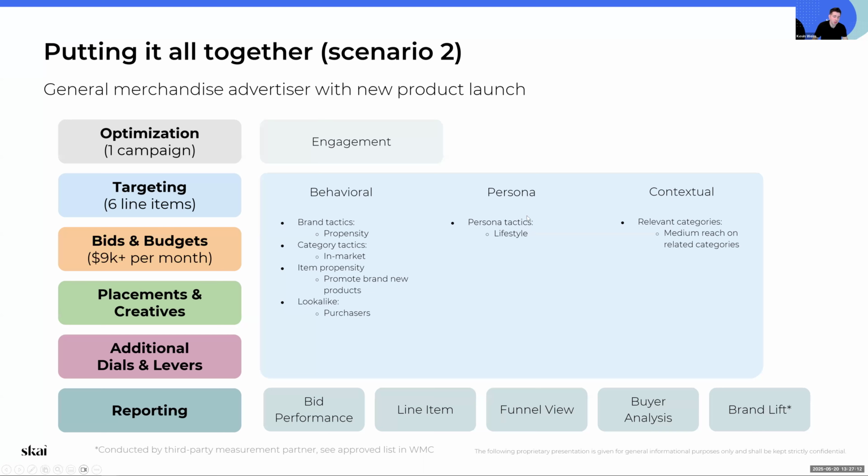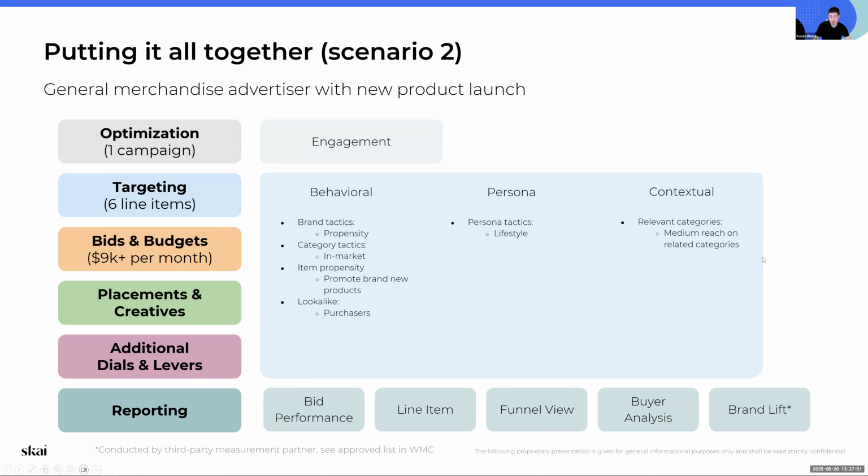There's also lifestyle persona tactics that are really good for a new product launch where you don't necessarily know what keywords users are searching for, and you don't have a lot of organic visibility within the search engine. And then with contextual, again, another example for a new product launch, you know it's contextually relevant, but you don't have that search volume and rank built up yet. So you want to do a little bit broader reach on the related categories. This would work out to one campaign, 6 line items. We recommend at least 9K per month, but of course you could go up and consider a brand lift in this one. There's third-party measurement.